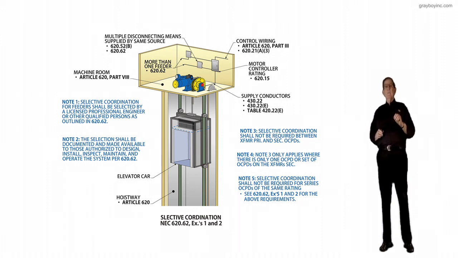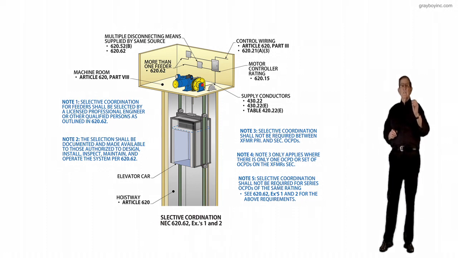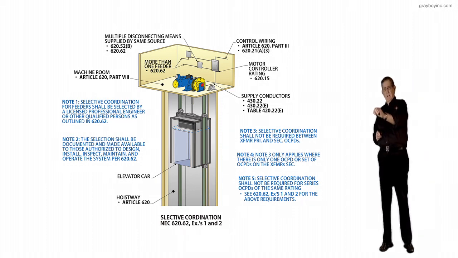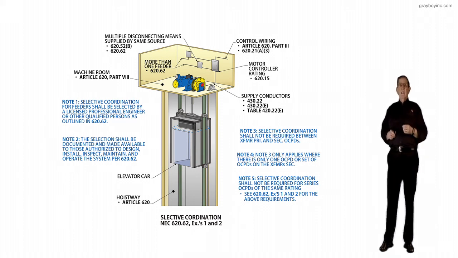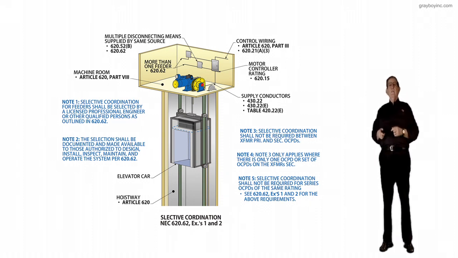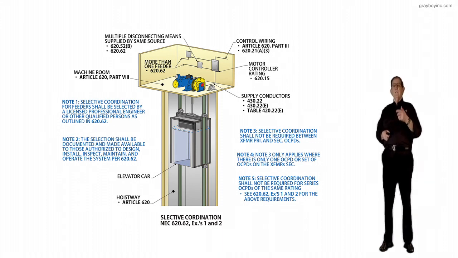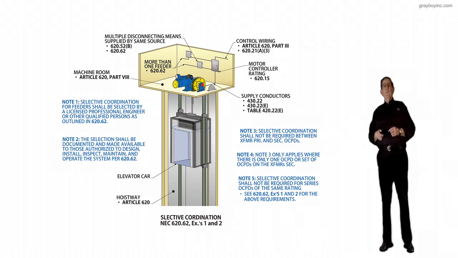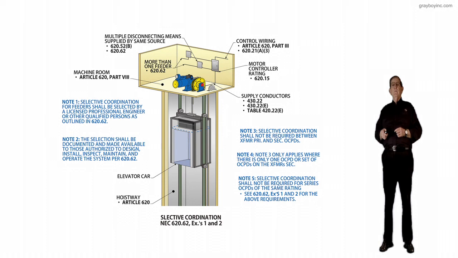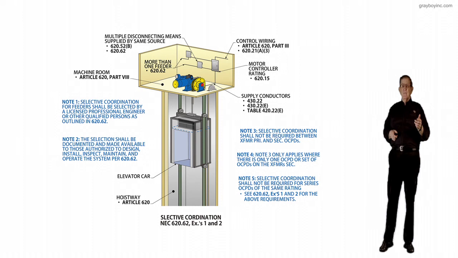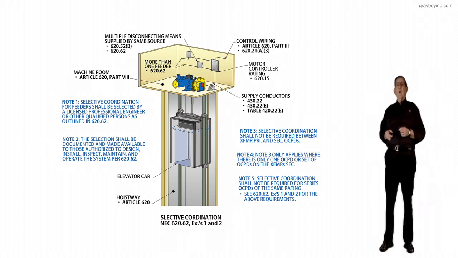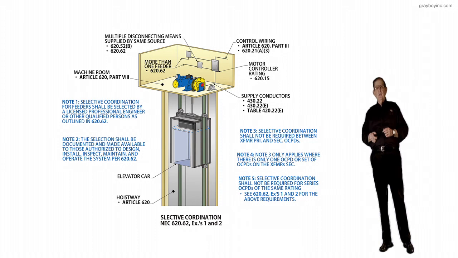Other areas of the code may say that the engineer shall design and supervise the installation. Now, they've got two jobs. And in this case, this note 1, they have to be a licensed professional engineer with the state in which they perform the work. Now, note 2, the selection should be documented and made available to those authorized to design, install, inspect, maintain, and operate the system. And of course, we find this requirement in 620.62.